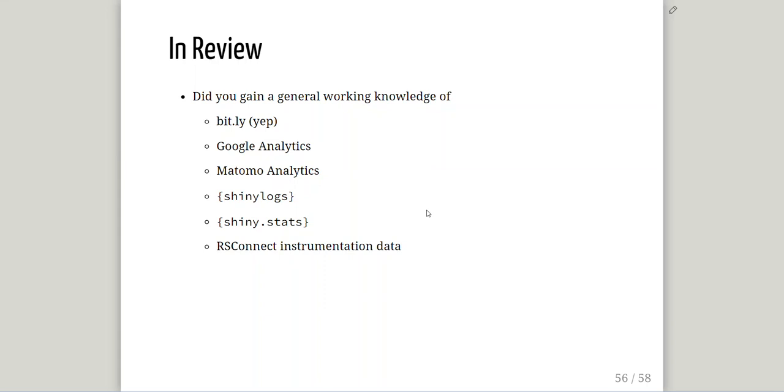Shiny Logs, very native and user-friendly, I think, to someone familiar with the R ecosystem. Provides lots of information, sort of by default, and I think it's probably my favorite. I think that I'm going to put a heart next to that. I think that's my favorite out of all of them. And then, that's kind of a weird heart. There we go. Shiny Stats, I think, is good as well. It can track quite a bit of information, and it has a user-friendly little dashboard that you can use. And then there's the RS Connect instrumentation data, which you get for free by default whenever you're using RS Connect.